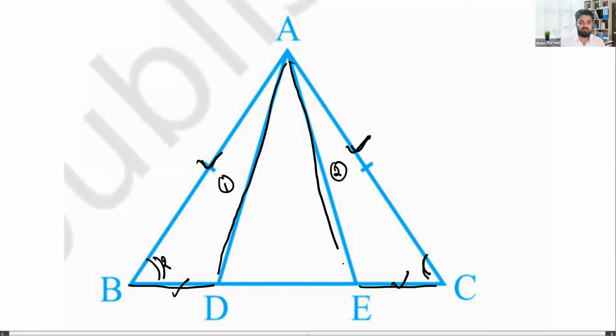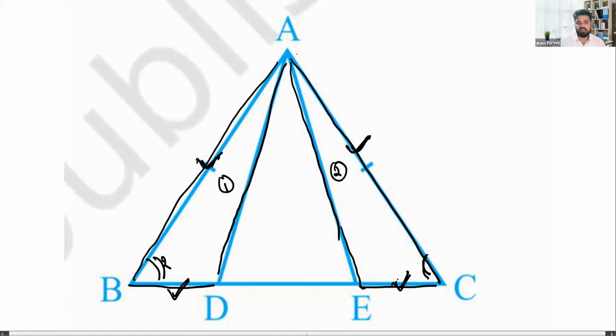Do you know which triangle we have chosen? Tell me, Rima, which triangle we have chosen? ABD and ACE. Okay, got it? So if this side is equal to this side, and this angle equal to this angle, this will automatically become equal.